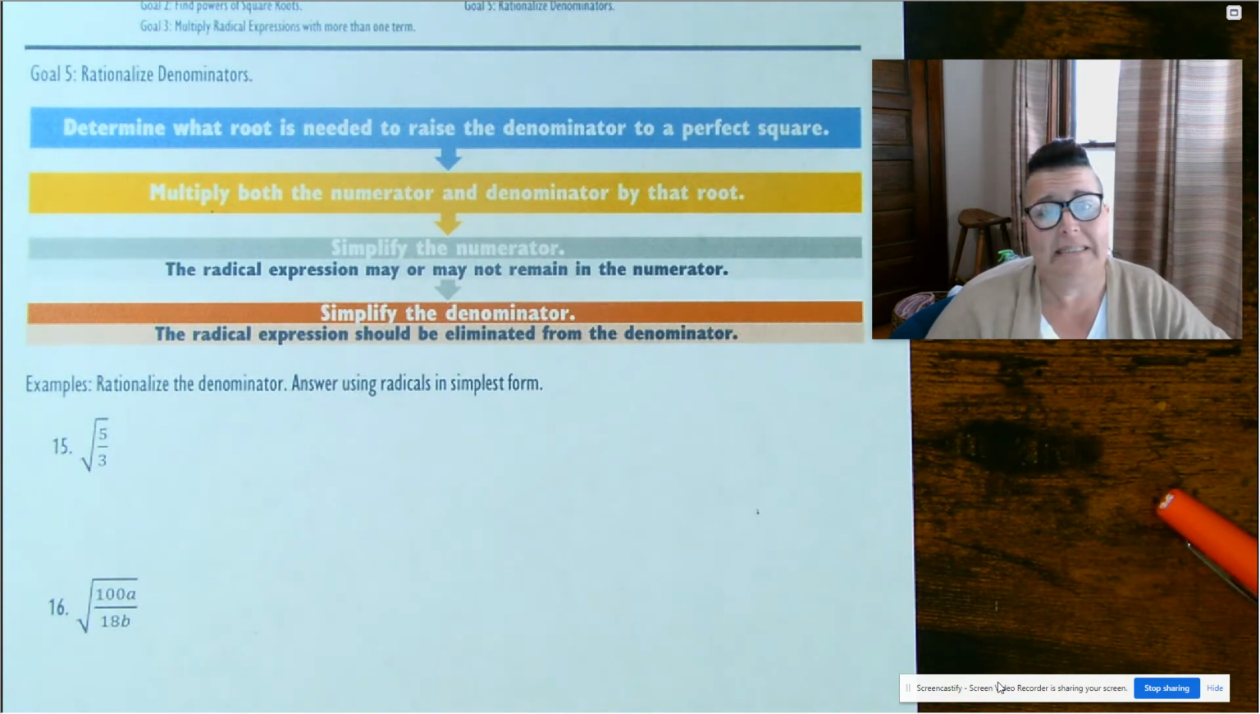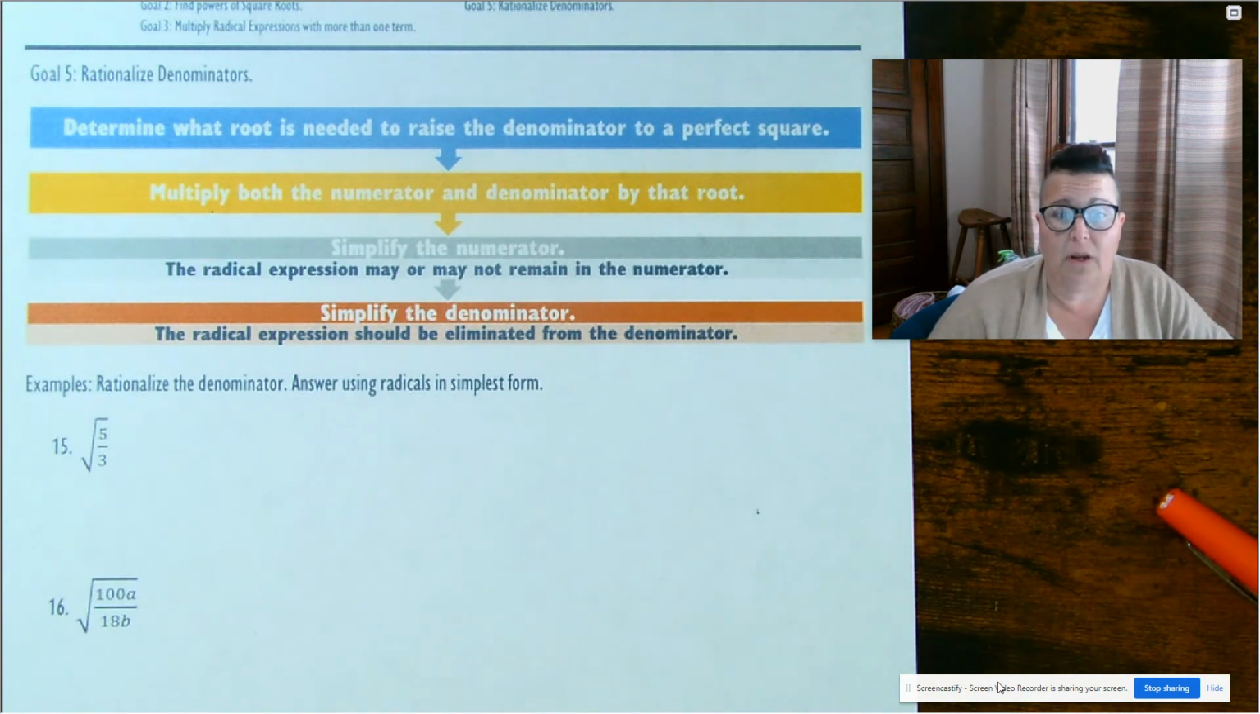So whatever's missing to make it a perfect square, we're going to multiply both the numerator and the denominator by that root to raise it. We're going to simplify the numerator. It may or may not remain a square root or a radical expression in that numerator. And we're going to rationalize the denominator. Now, we should eliminate all radicals from the denominator. The radical expression should be eliminated. Here's how it works.